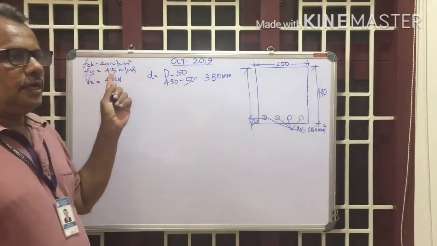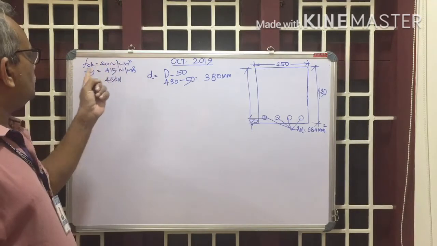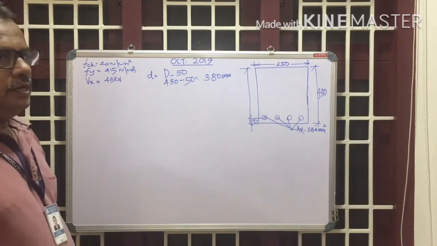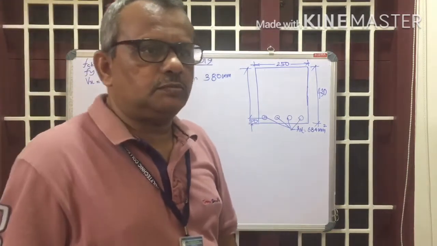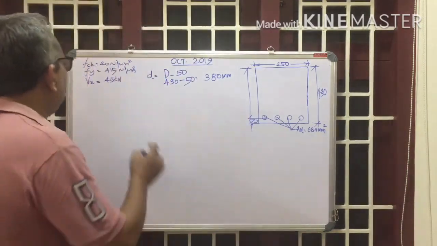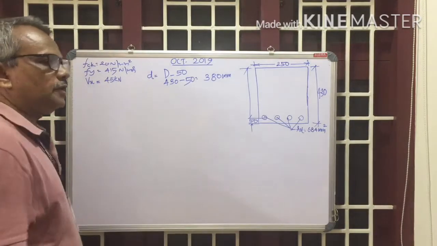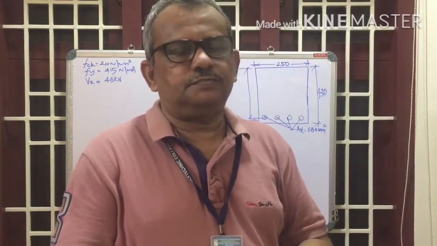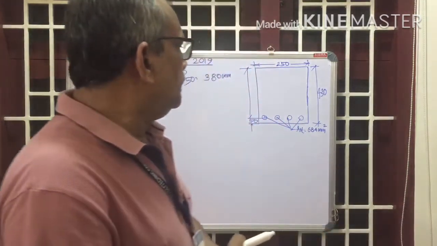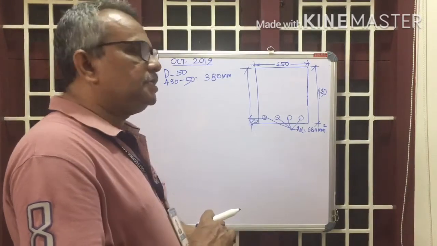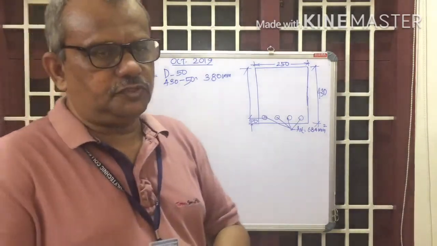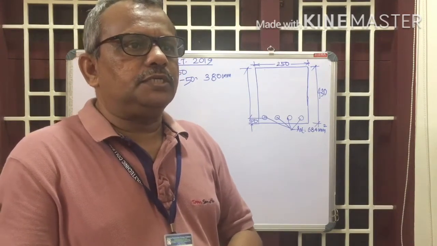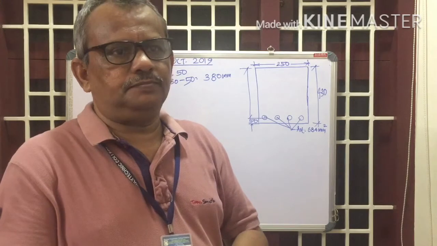Now, the grade of concrete is given as 20 Newton per mm squared and grade of steel 415 Newton per mm squared. And the factored shear force is given. The maximum shear force on the beam, Vu, is equal to 45 kilonewton. The question is to design the shear reinforcement: first of all, check for shear, and if required, design the shear reinforcement.